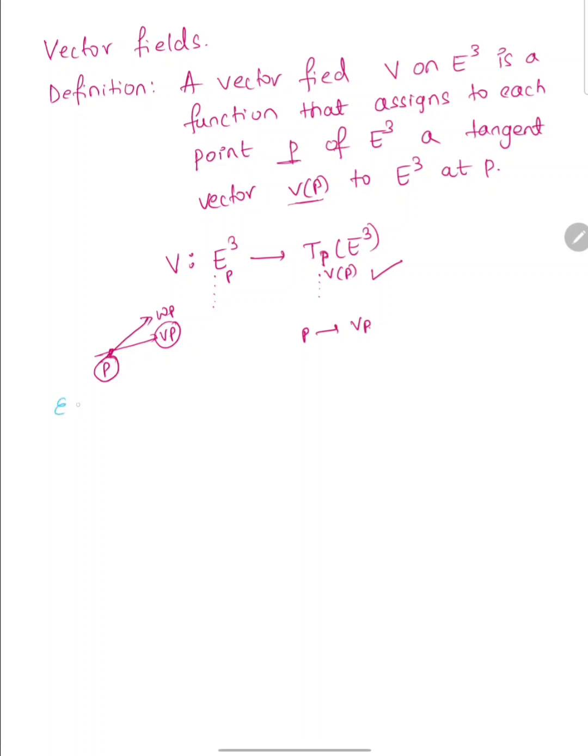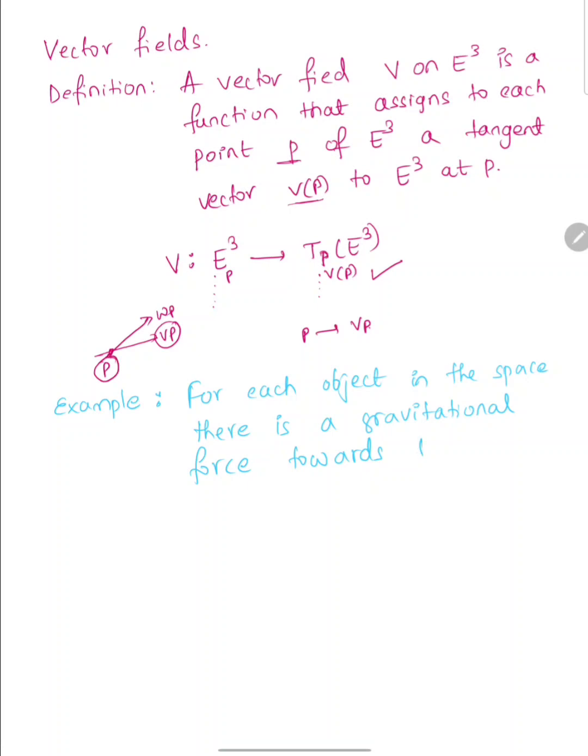We can see a natural example of a vector field. For each object in the space, which is three-dimensional space, there is a gravitational force which is directed towards the earth. One can think of this gravitational force directed towards the earth as a tangent vector for each object. So this is a real example which can be seen in terms of a vector field.